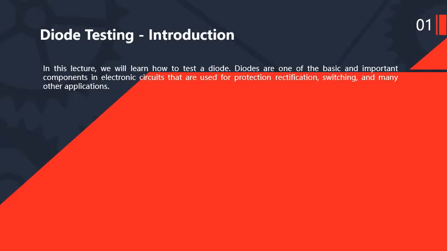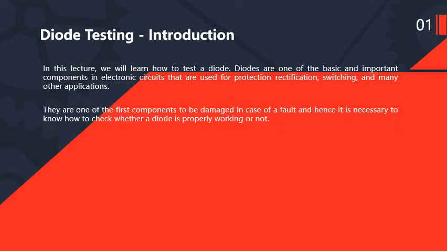many other applications. Actually, the definition of the diode is a two-terminal, unidirectional, uncontrolled device. They are one of the fast components to be damaged in case of a fault, and hence it is necessary to know how to check whether a diode is properly working or not.